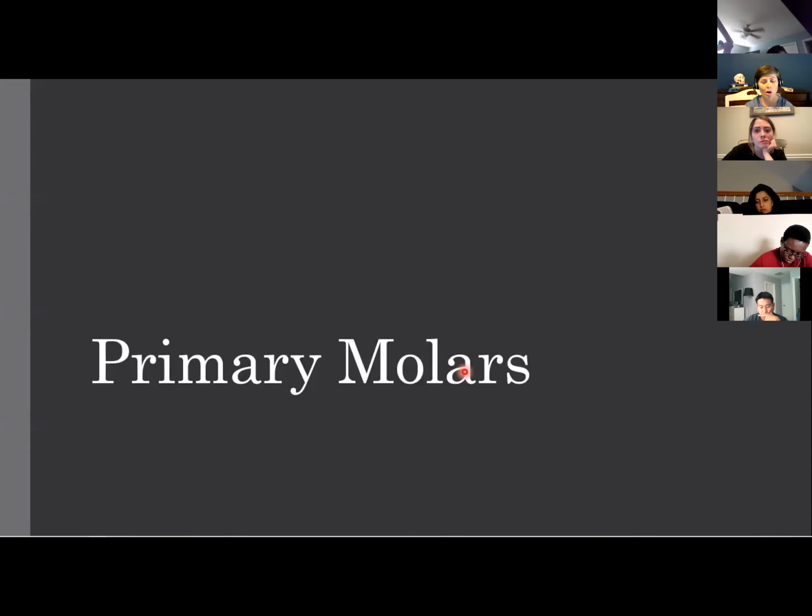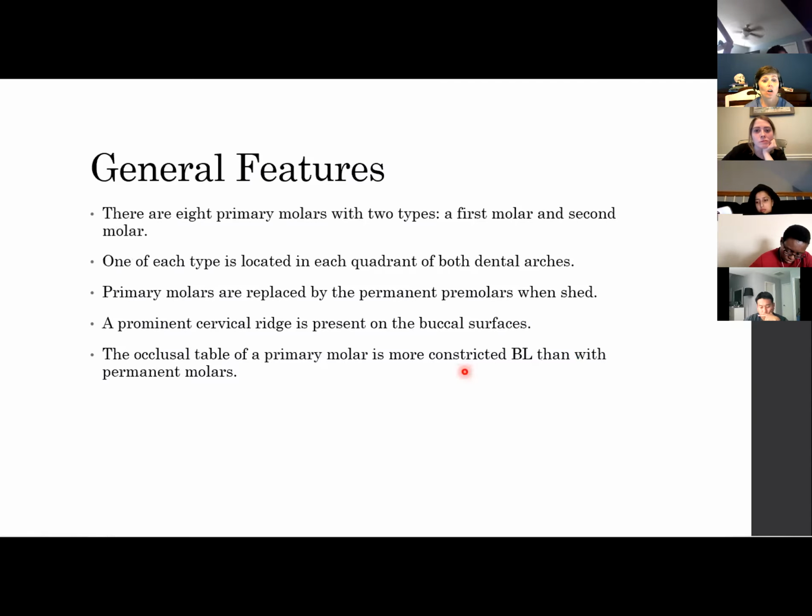All right, on to our primary molars. There are 8 primary molars with 2 types, a first molar and a second molar. One of each type is located in each quadrant of both dental arches. Primary molars are replaced by permanent premolars when they shed. A prominent cervical ridge is present on the buccal surface, and the occlusal table of the primary molar is more constricted buccolingually than the permanent molars.